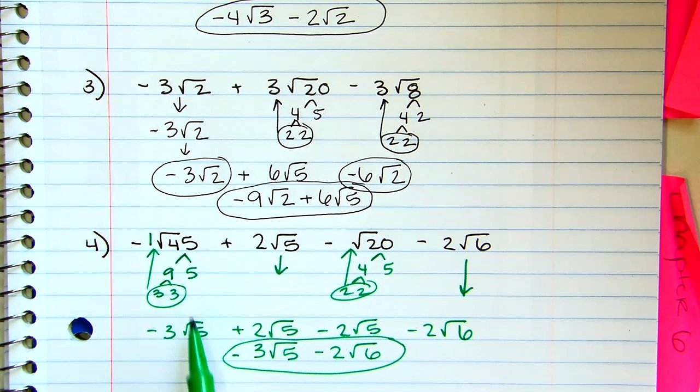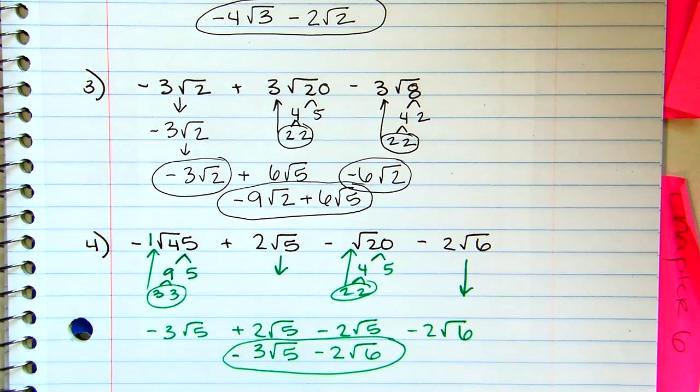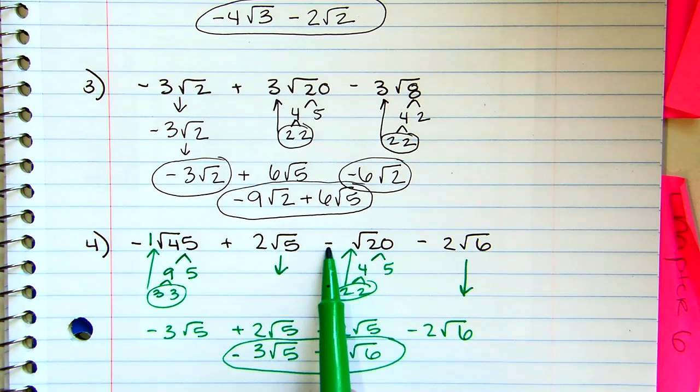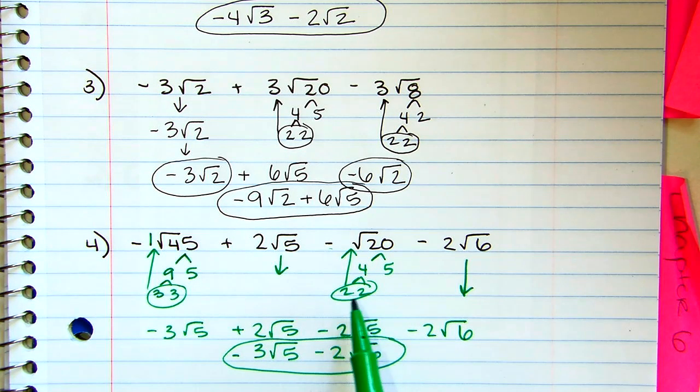So I get negative 3 root 5. Next, 2 root 5. 5 is prime. Can't do anything with it, so I brought it down. Moving on to the negative root 20. I have 20. I'm going to break it down into 4 times 5. 4 can be broken down into 2 times 2. I'm going to bring out this pair of 2's, put it in front of my radical, and that's going to leave me with negative 2 root 5.